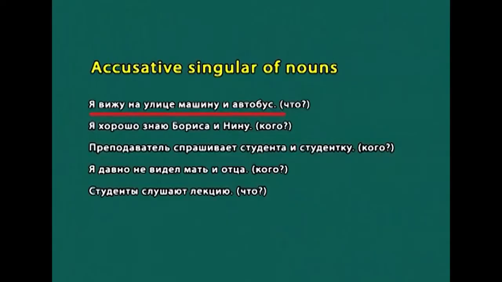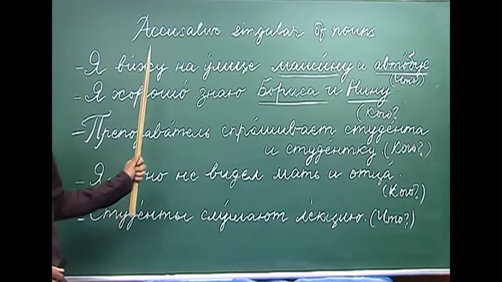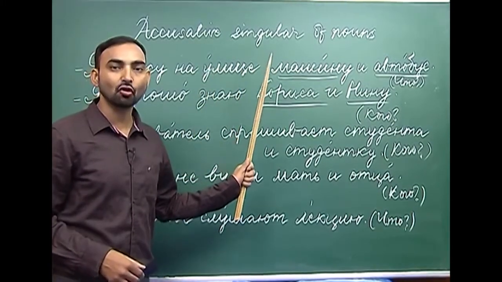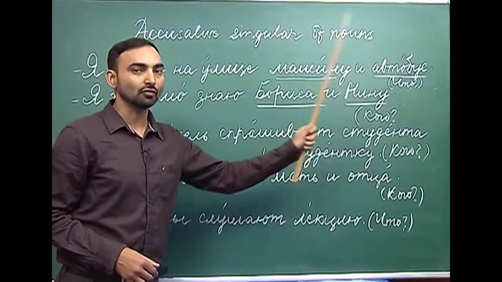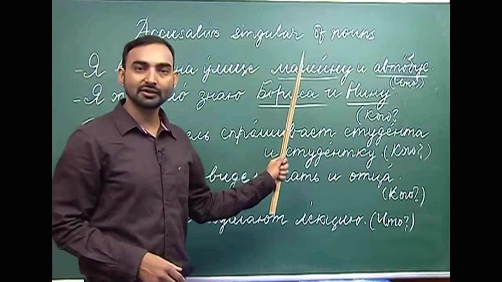We have already discussed the changes that we are going to make in the nouns in the accusative case. Now, let us look at some examples where the nouns have been used as the direct object in the accusative case. Just go through the first sentence. Я вижу на улице машину и автобус. Я вижу на улице. На улице, on the street. So, I am seeing on the street what? Что? The question is что. So, when the question is что, we use the noun in the accusative case.